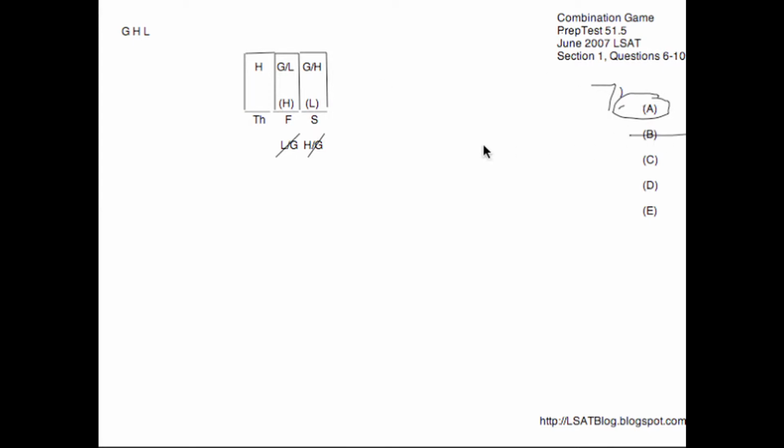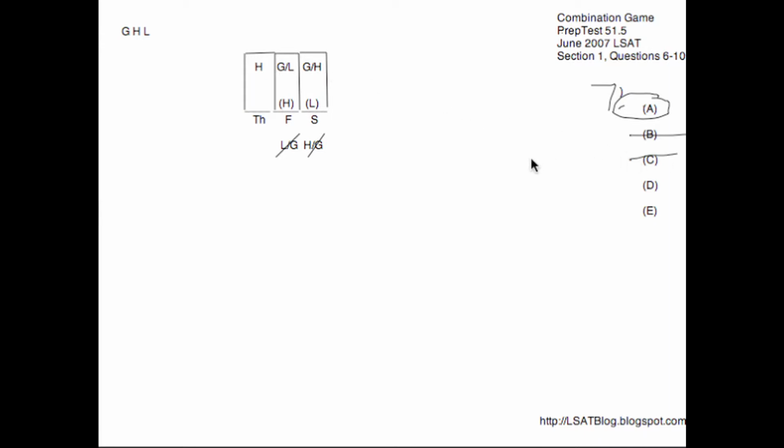Looking at C, G second on each day. We could have G on Thursday coming after L but before H. We could have G second on Thursday if there were only 2 on. We could have G second on Friday if there were only 2 on Friday, and we could have G second on Saturday if there were only 2 on Saturday. So for that reason, C is gone.